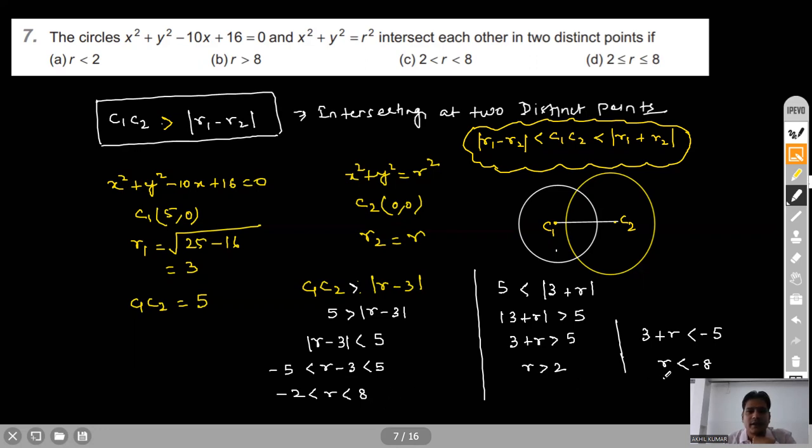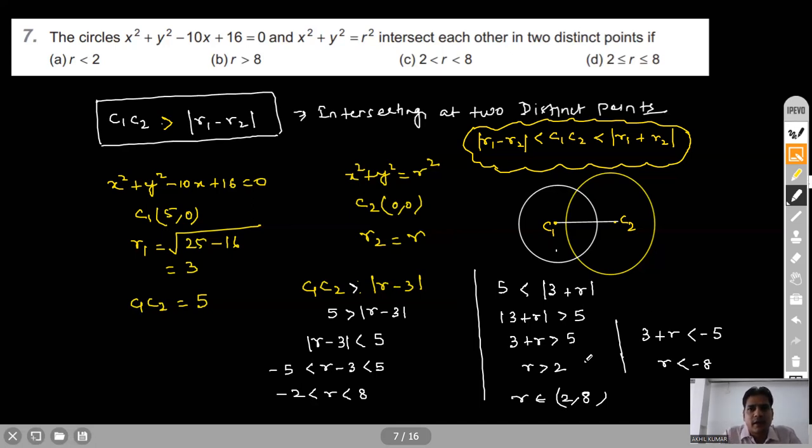And from here we are getting R should be greater than 2, and from here we are getting R should be less than 8. So the range of R will be between 2 and 8, right? This will be the range of R.